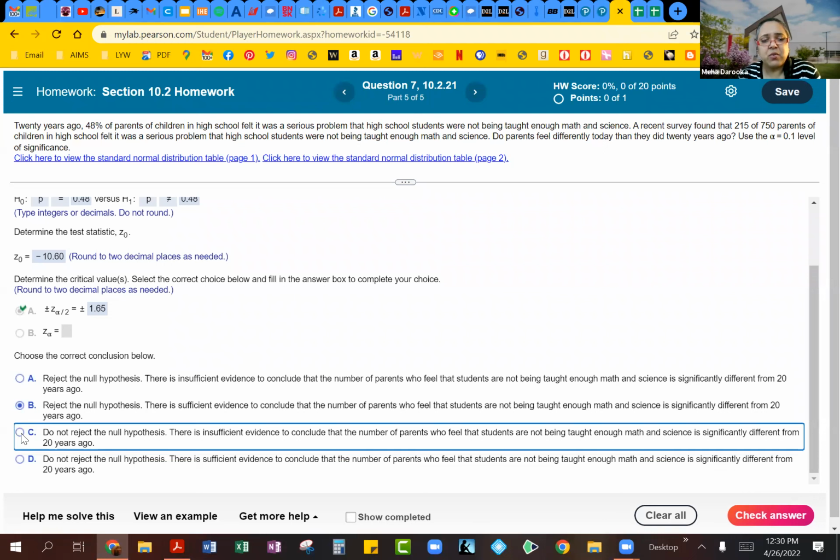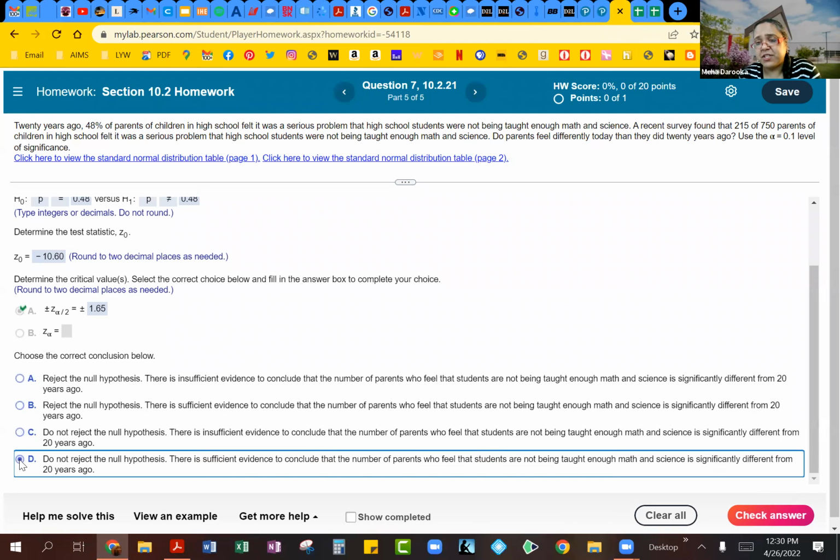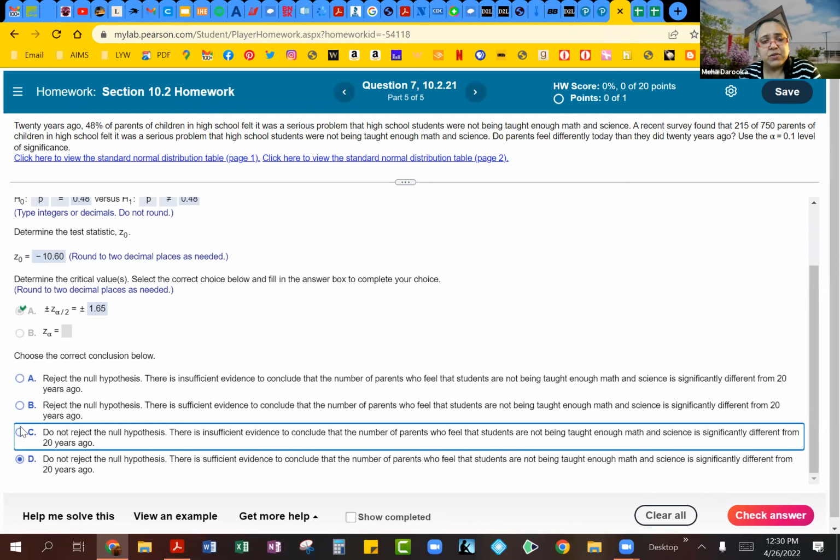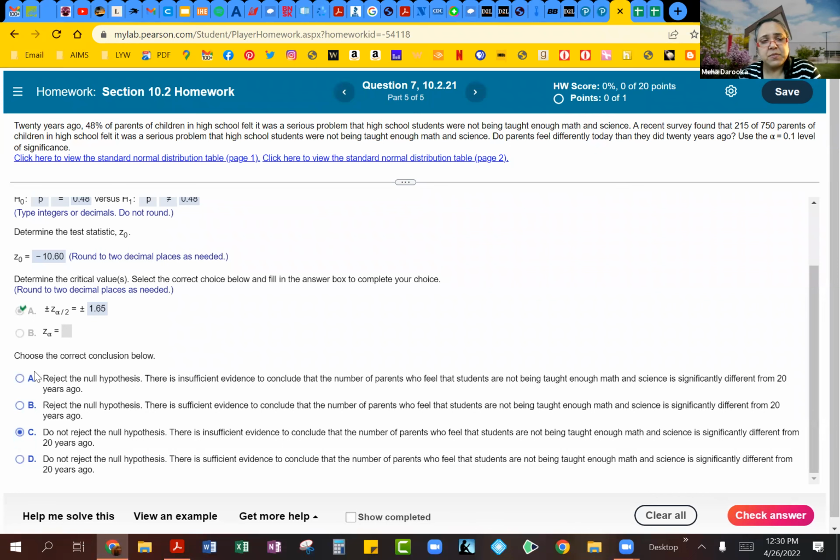Because of course, we know it's not going to be C and D because we are rejecting the null hypothesis. So those two options are out. So it's between A and B.